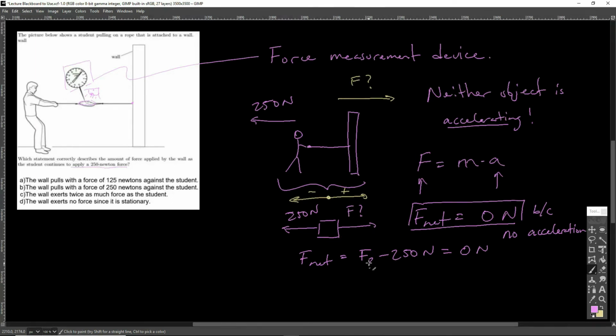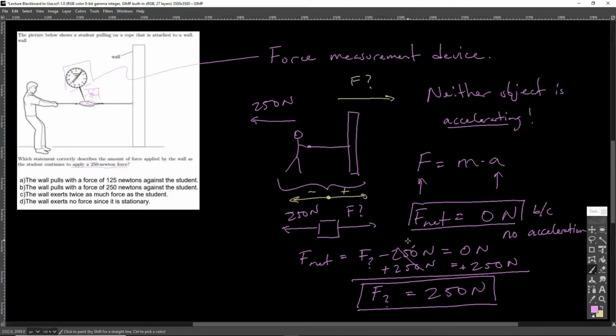Now all we gotta do is solve for F. So if I add 250 newtons to the other side, we're gonna figure out what F is. F is equal to 250 newtons. Okay, and that makes sense. I just wanted to show you guys mathematically how you would figure it out. So let's see if our answer's in there.